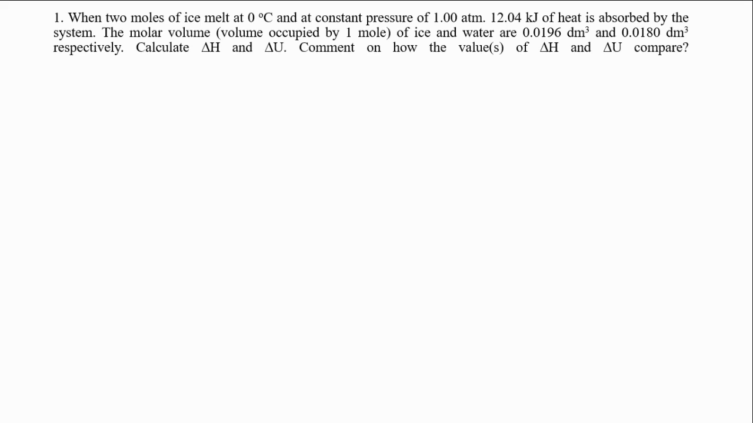It says when 2 moles of ice melts at 0 degrees Celsius and at a constant pressure of 1 atmosphere, 12.04 kilojoules of heat is absorbed by the system. The molar volume, which is the volume occupied by 1 mole of a substance, of ice and water are 0.0196 dm cubed and 0.0180 dm cubed respectively.